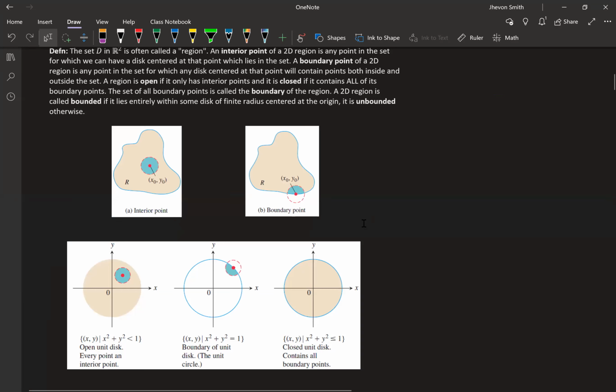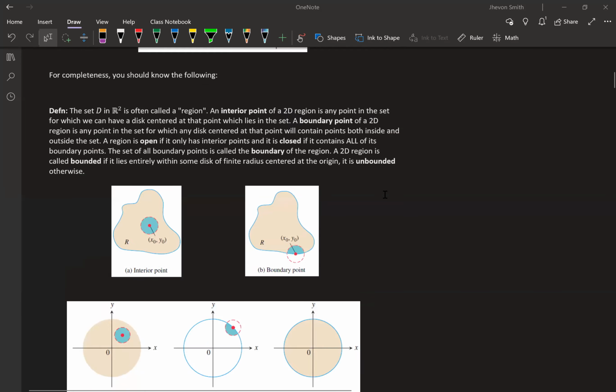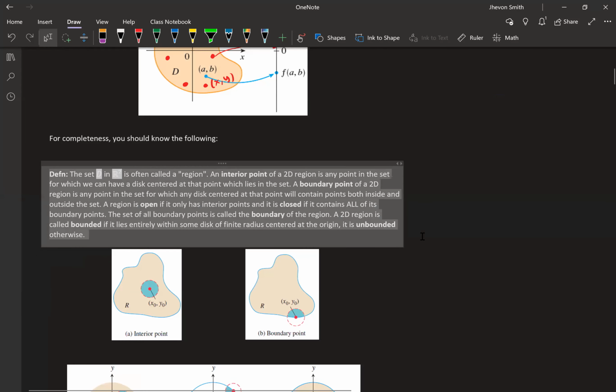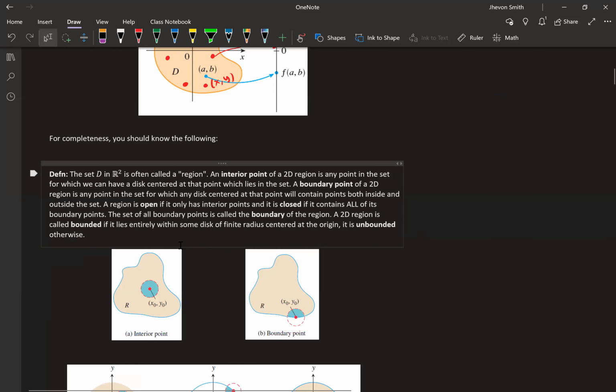Now, just some definitions before we move on. These might come in handy later, especially considering what the final exam might look like. So just some definitions I want you guys to know about, and I'll talk about them here. So a region is just a set of points in space, okay? So a set D in R2 is called a region. And an interior point of this region is any point around which you can create a disk that is completely contained in that region. So whenever you can do that, you say the point that's at the center of that disk is an interior point. It's on the interior of this region.